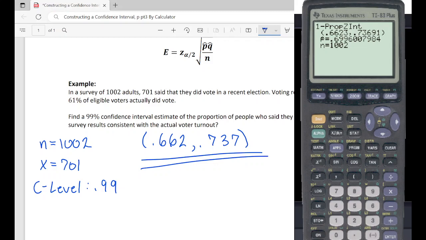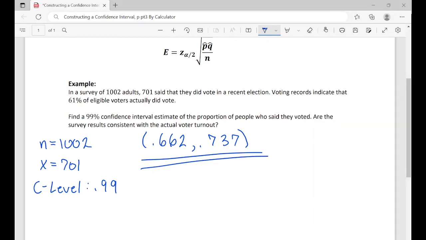Now, it's asking us, are the survey results consistent with actual voter turnout? Well, voting records indicate that it's 61%, and we can say that 61% is just 0.61. So are the survey results consistent with actual voter turnout? 0.61 is not between these two numbers. Remember, the confidence interval just states that the true proportion, in this case we're 99% confident, is between these two numbers. And 0.61 is less than this. It's outside of our interval.